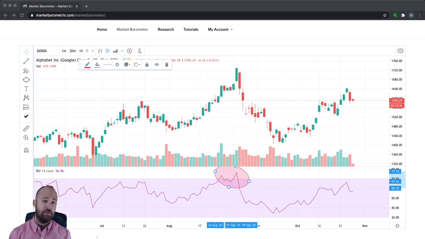And instead of price correcting afterwards, it consolidates for a few days. But then when price pushes even higher and that overbought level in the RSI gets even more extreme, it finally does lead to a significant reversal in price.